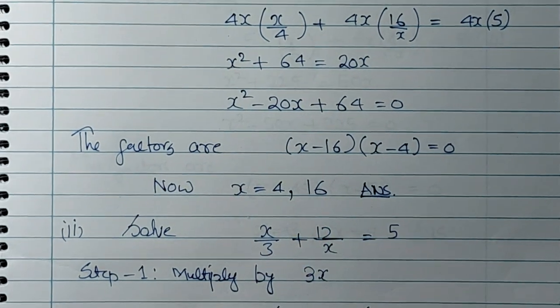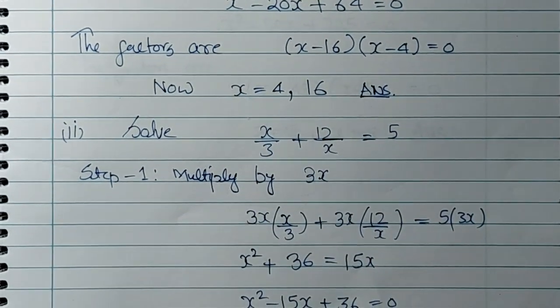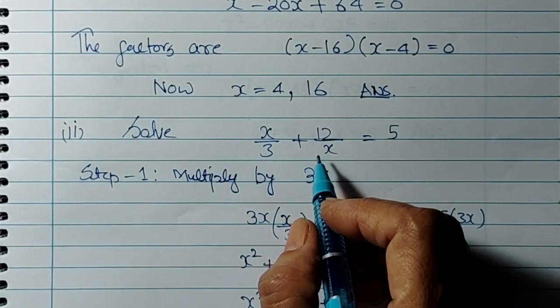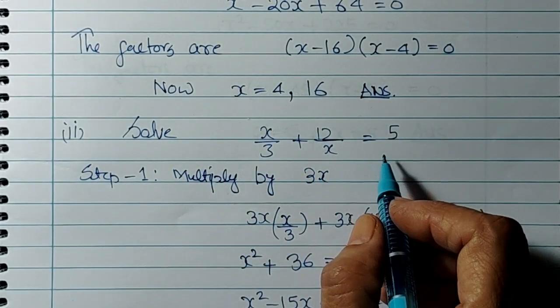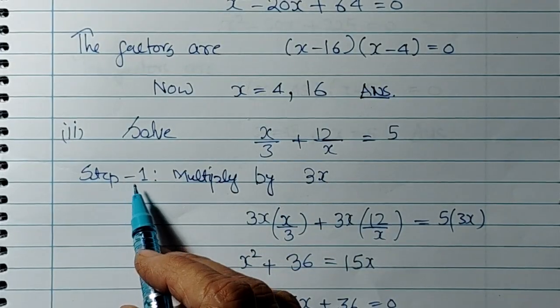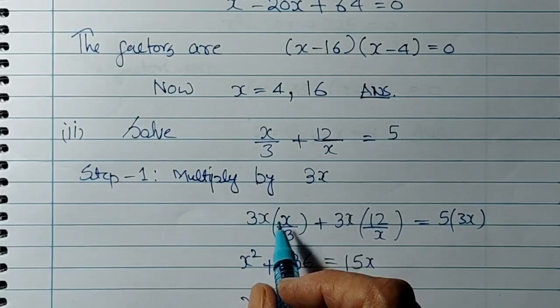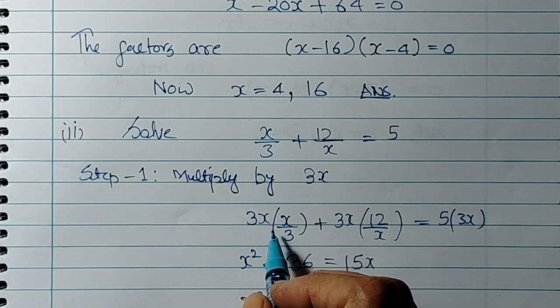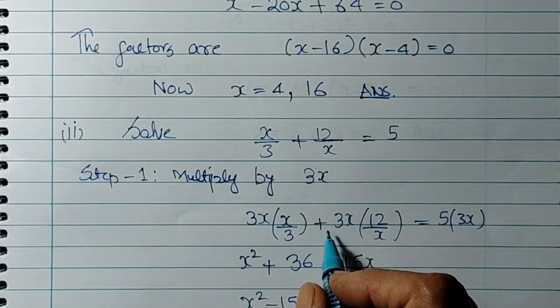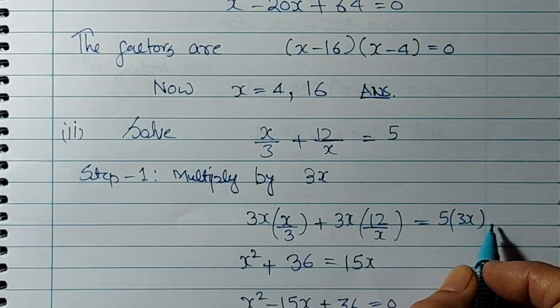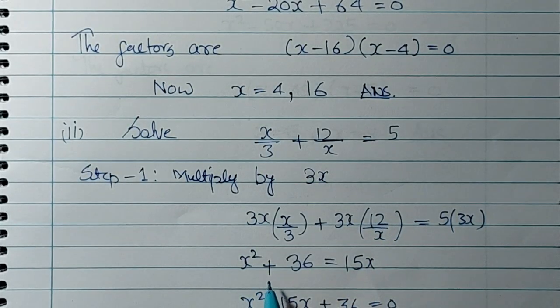So there is another problem. We have to solve x/3 + 12/x = 5. Step 1 is multiply it with 3x. So we will multiply the equation with 3x. It is 3x into x/3 plus 3x into 12/x equal to 5 into 3x. So after multiplying we get x² + 36 = 15x.